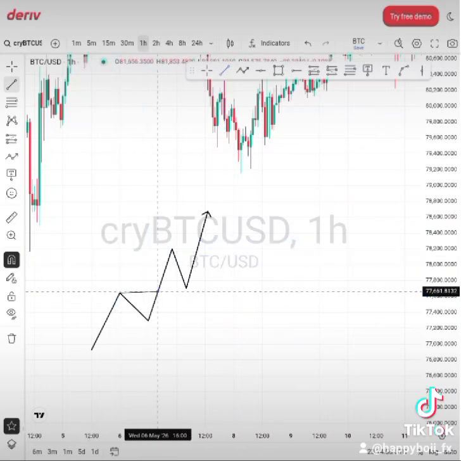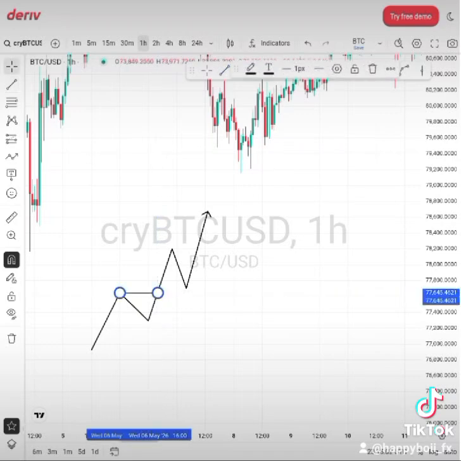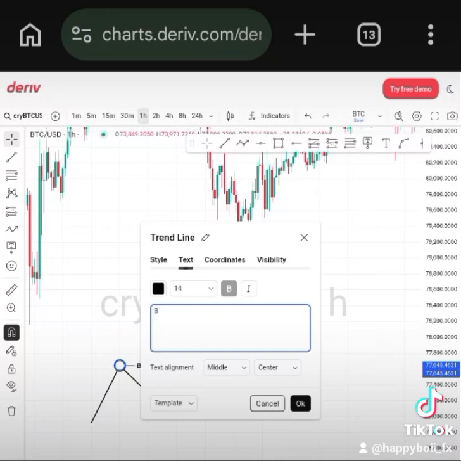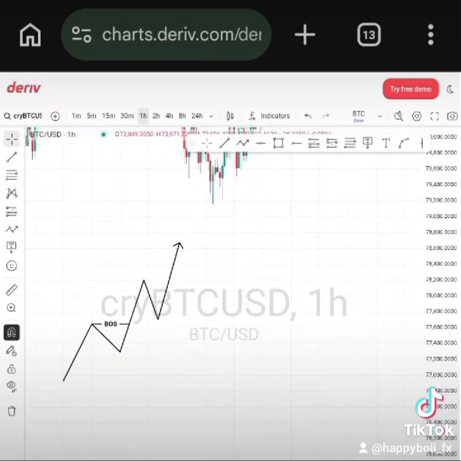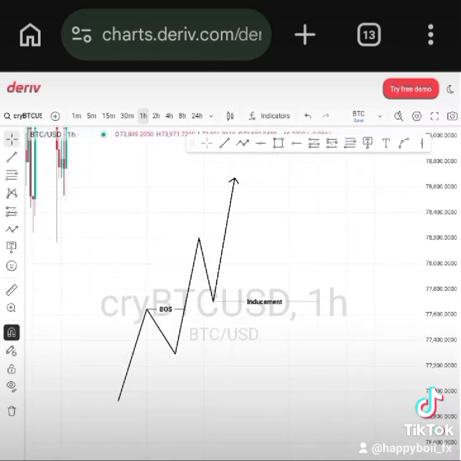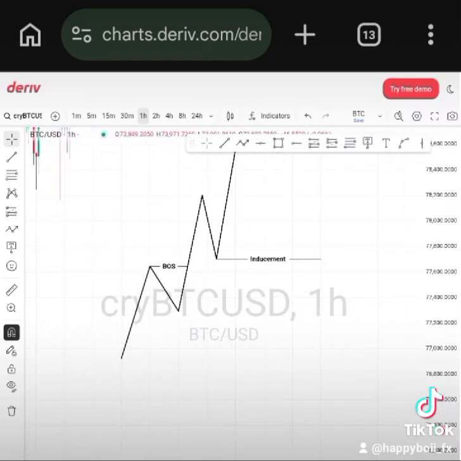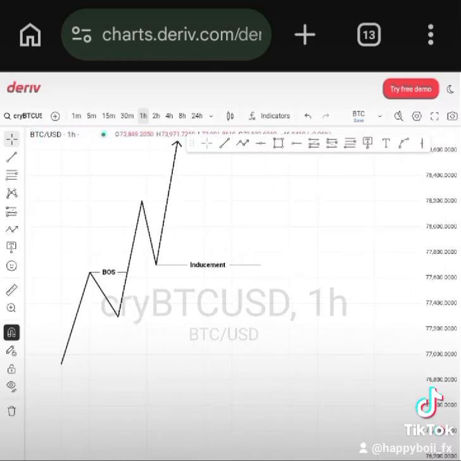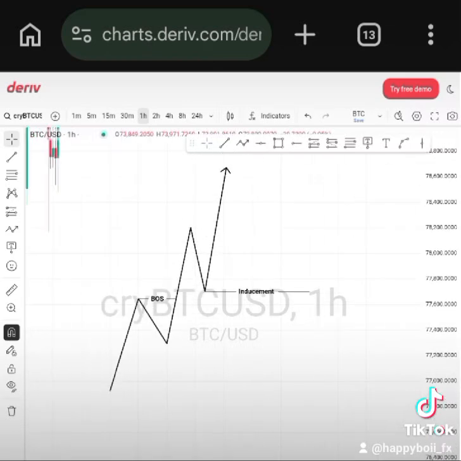Like I said, I won't rush you guys in learning. I'll take things slowly. This is your break of structure right there. And then this is your pullback right here. Must be an incomplete pullback right there, which is your inducement. Right there. That's your inducement. But make sure your inducement, that's your inducement right there.